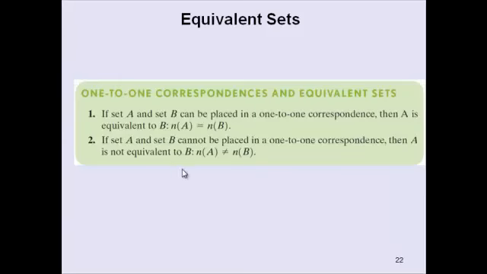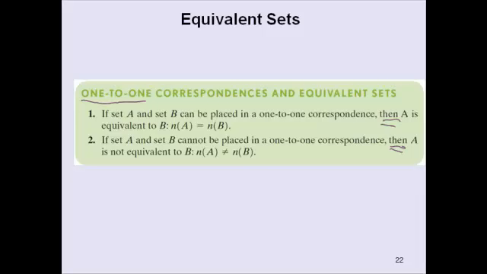So what I've been saying all along is summed up in this slide. There is a one-to-one correspondence in equivalent sets. If set A and set B can be placed in one-to-one correspondence, then A is equivalent to B. If set A and set B cannot be placed in one-to-one correspondence, then A is not equivalent to B.